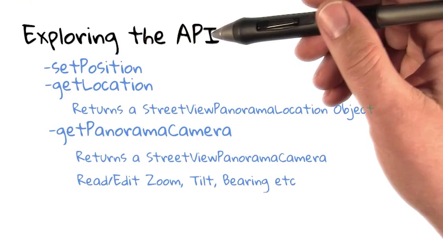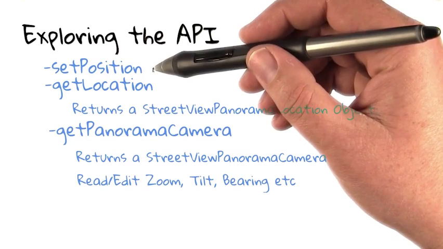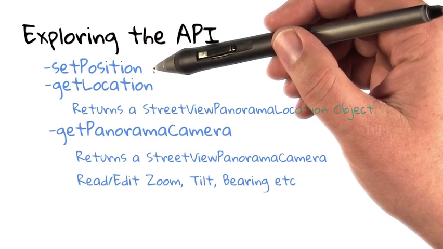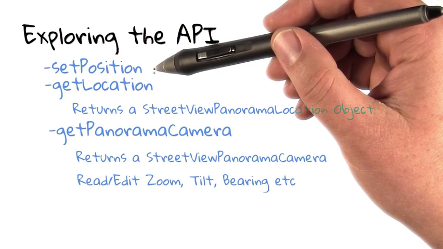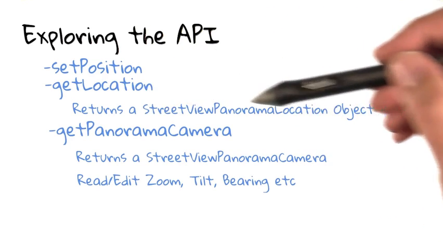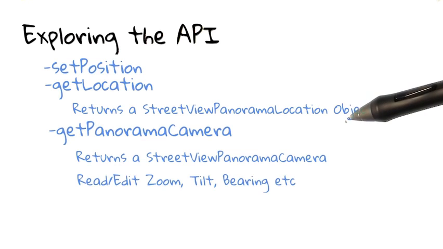Let's explore the API a little bit. Now we saw earlier that we could set the location of the panorama by calling setPosition on the Street View Panorama object and give it latitude and longitude. In addition to that, we can also get the location, and this will return a Street View Panorama location object. This object itself will have a latitude and longitude on it.